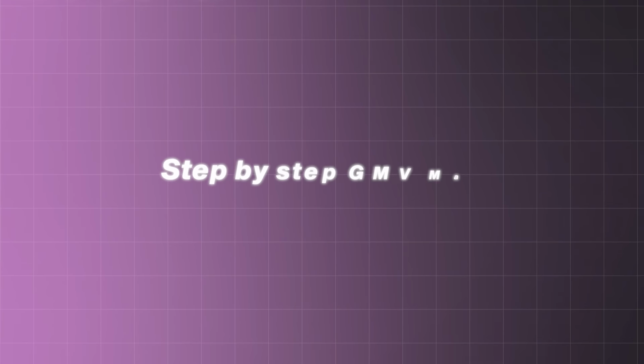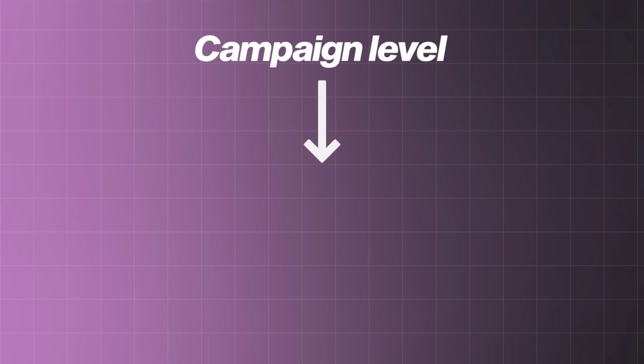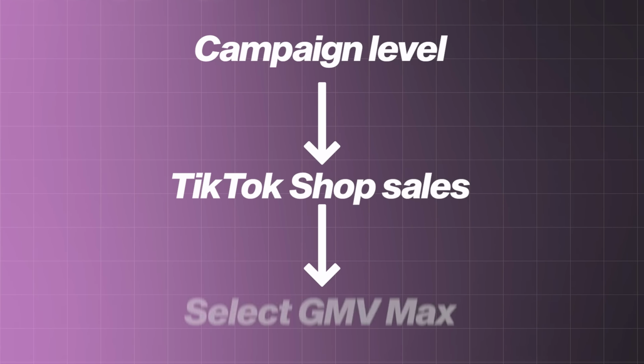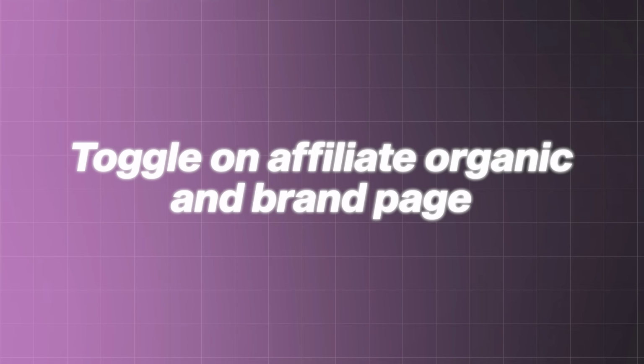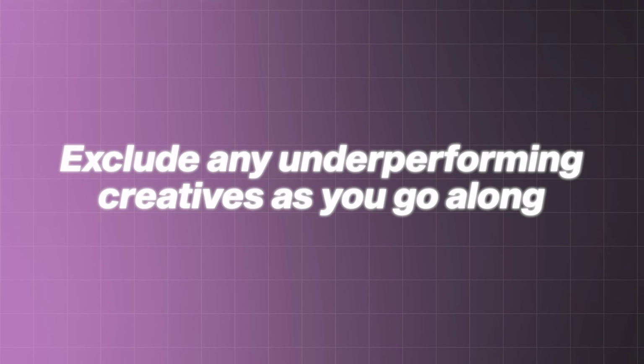All right, let's do a step-by-step GMV Max setup. Now, we're going to start at the campaign level. We're going to go with TikTok shop sales, and we're going to select GMV Max. Now, the goal is to promote a product or a live event. You're then going to get into your budget, and then within your ad group, you're going to have a target return on ad spend. And I'm going to get into the nuances of what to do exactly with that target return on ad spend a little bit later in the video. You're going to toggle on affiliate, organic, and brand page. You're going to exclude any underperforming creatives as you go along. Launch, you're going to let the TikTok AI learn at least for day 1 and beyond.